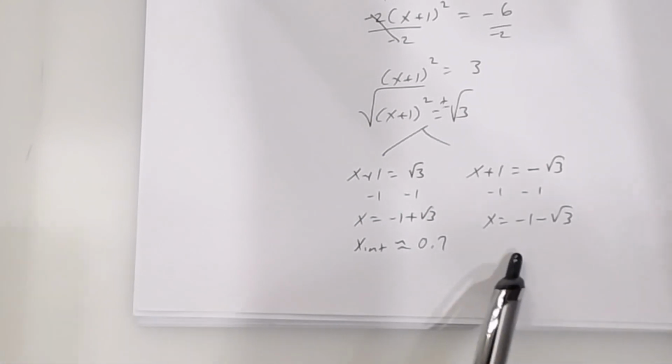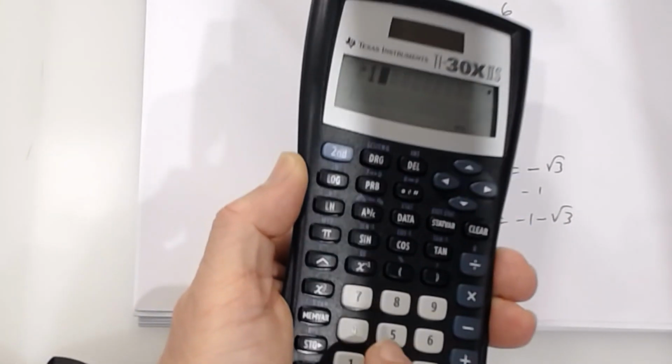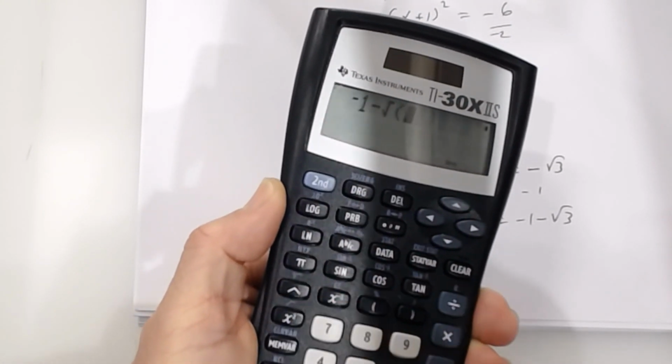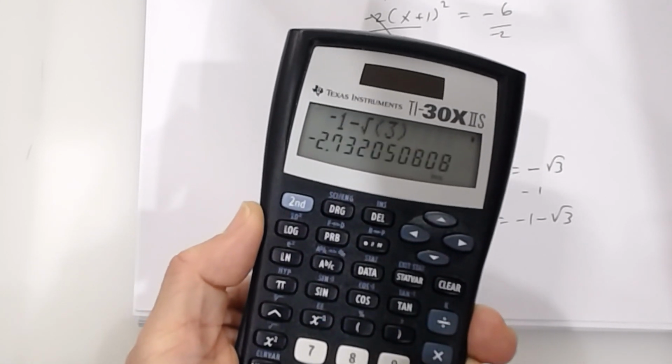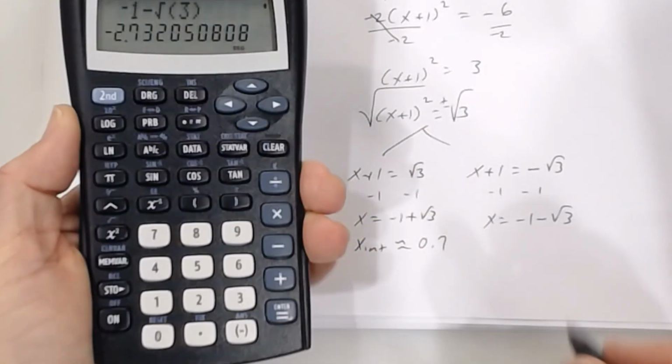Over here, make sure you use a calculator. Negative 1 minus the square root of 3, close, and I get what this time? Negative 2.7.